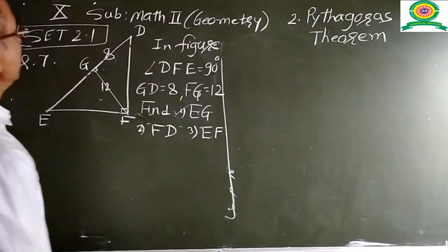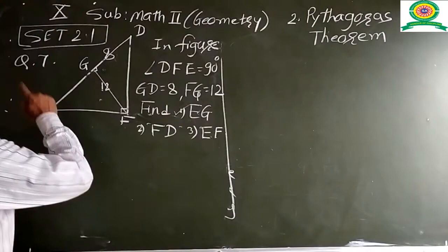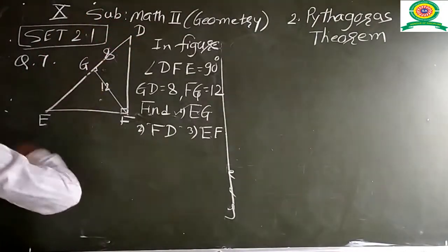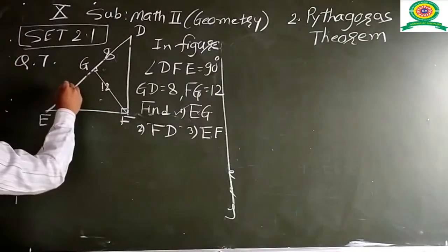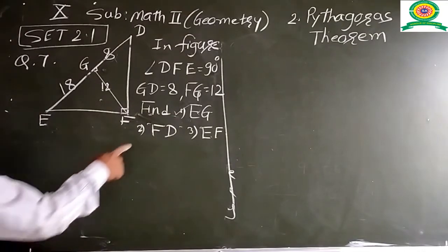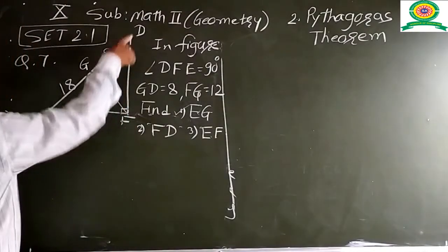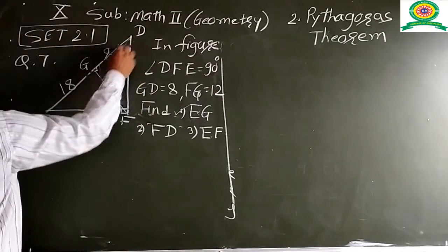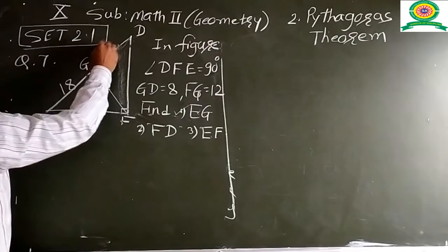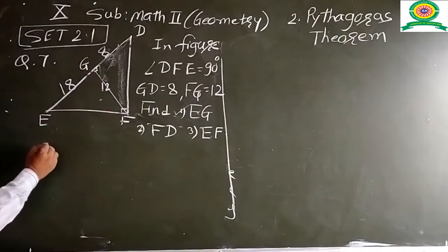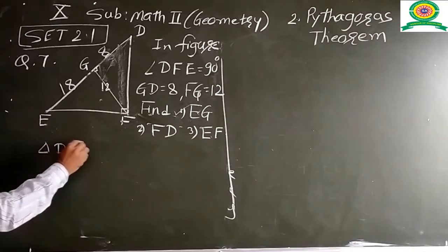What do we want to find? We got 18 here, the total length EG is 18. So put that value here. Then we want to find FD. Where is FD? This is FD. So we consider this triangle, triangle DGF.